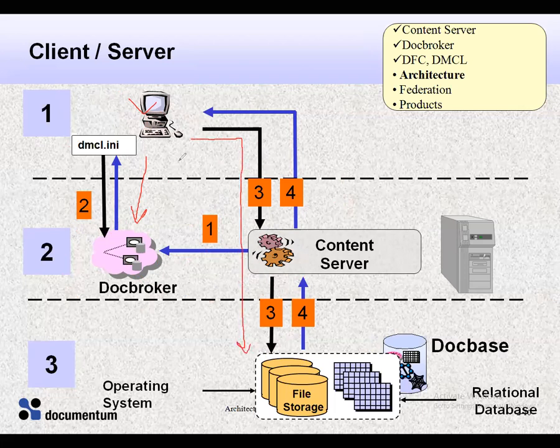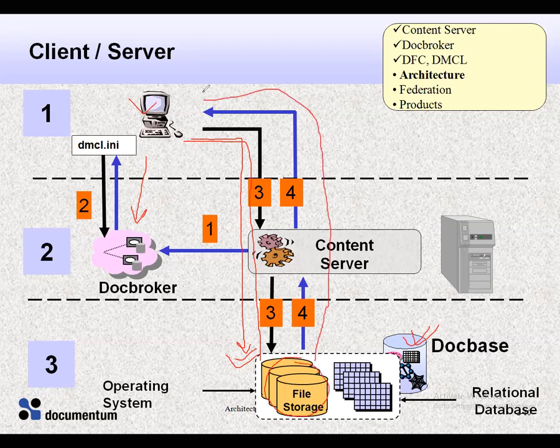And the third communication happens from the client to the file storage or the docbase, the whole docbase. The docbase is a kind of virtual thing. So the client interacts with the virtual docbase, and whatever was requested is responded to as number 4.